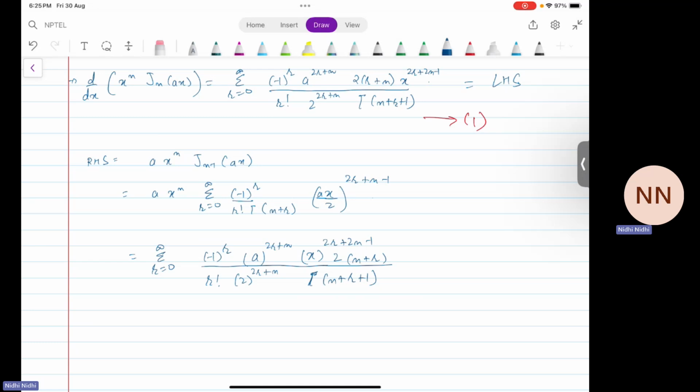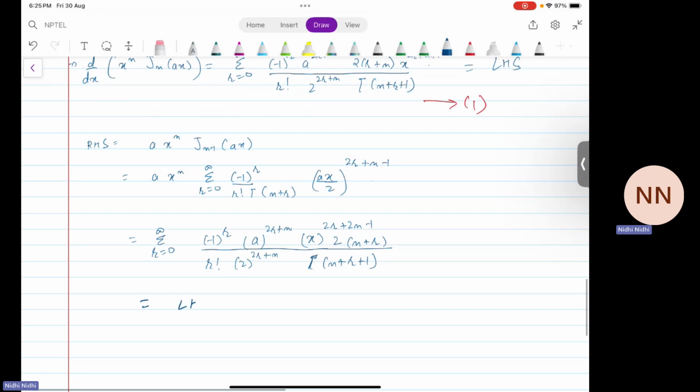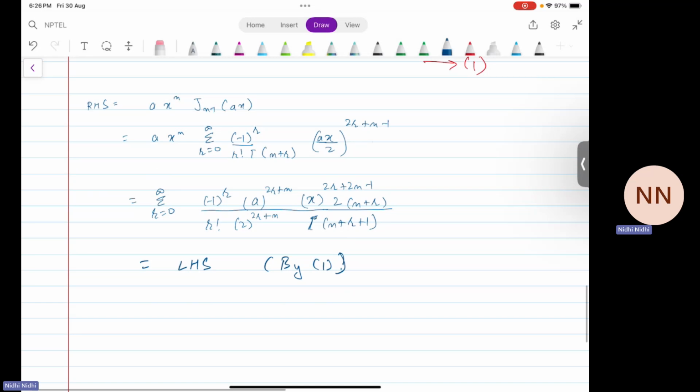(-1)^r a^(2r+n) x^(2r+2n-1) · 2(n+r) / (r! · 2 · 2^(2r+n) · gamma(n+r+1)). So this is equal to, by equation 1, what we wanted to prove. Therefore, d/dx of x^n J_n(ax) is equal to a x^n J_(n-1)(ax).